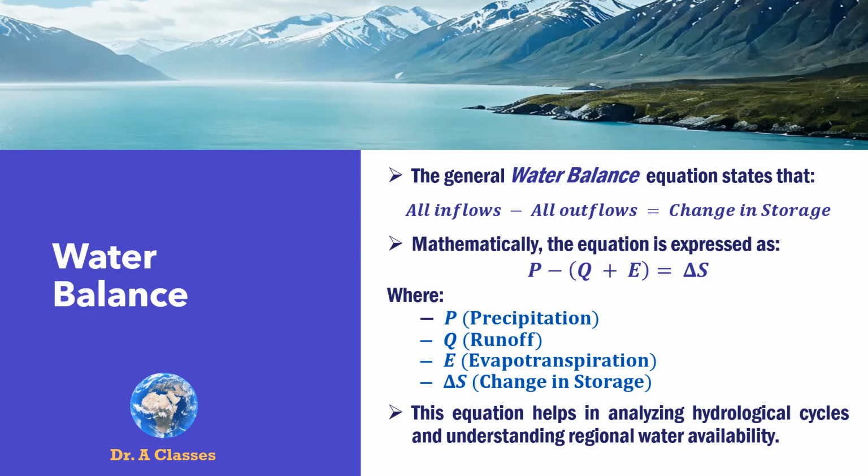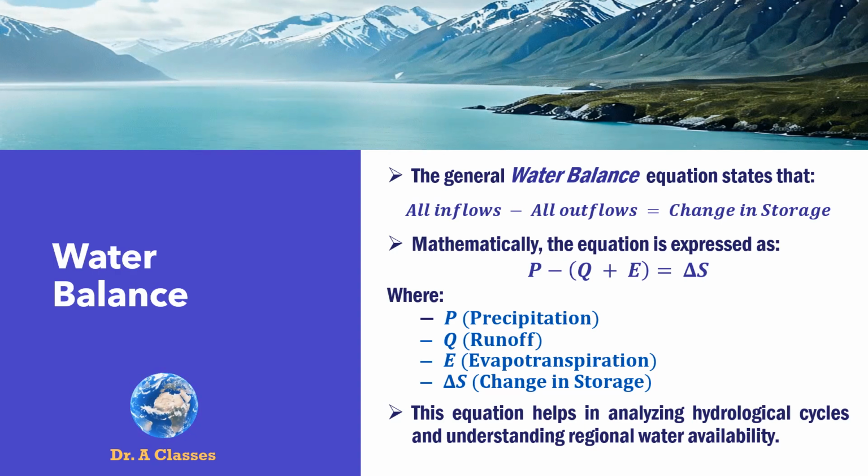E is for evapotranspiration. This is a combined term. It covers both evaporation, the process where water changes from liquid to vapor from surfaces like soil or water bodies, and transpiration, the process where plants release water vapor through their leaves. Evapotranspiration is essentially the water lost back to the atmosphere.